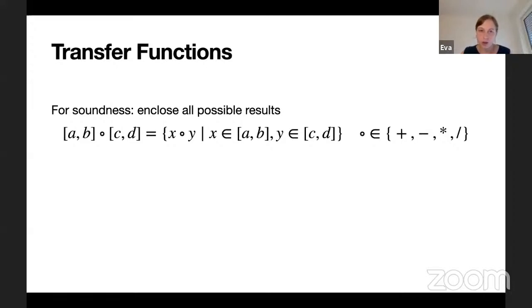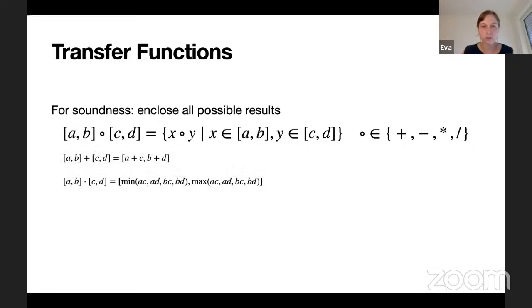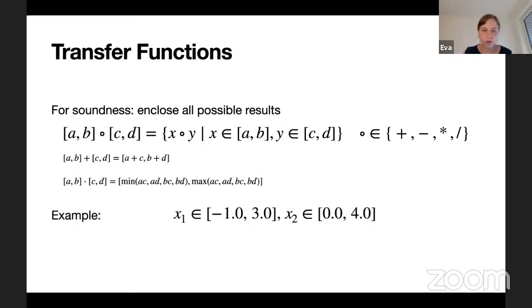Then we need to define the transfer functions, which in this setting means that we need to define how to do arithmetic on intervals. And for soundness, in order to guarantee that all of the possible results are included in the results, we need to make sure that when we do the arithmetic, we enclose all the possible results of taking the arguments x and y from their respective input domains. So this is a very general formula that's not particularly enlightening or helpful. For the individual arithmetic operations, you can define simpler formulas, I guess.